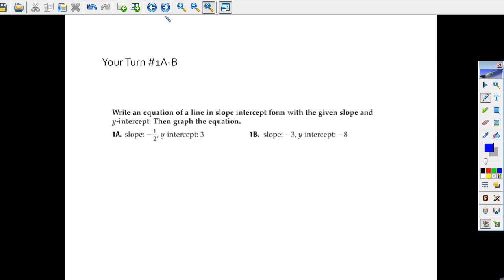Alright, so here's your turn, 1A, 1B. Always read the directions, and then read it again. Write an equation of a line in slope-intercept form with the given slope and y-intercept. Slope-intercept form is y equals mx plus b. So write these two in slope-intercept form, then graph the equation. You're going to need some graph paper. You should have taken some home with you today. If not, you can always download it from the website that I have linked onto Edmodo. Go ahead and do numbers 1a and 1b and come back when you're done.